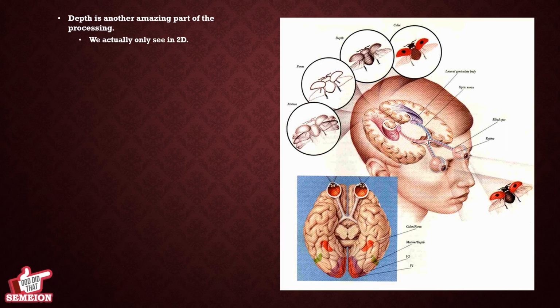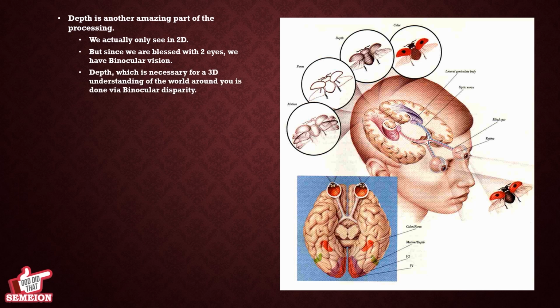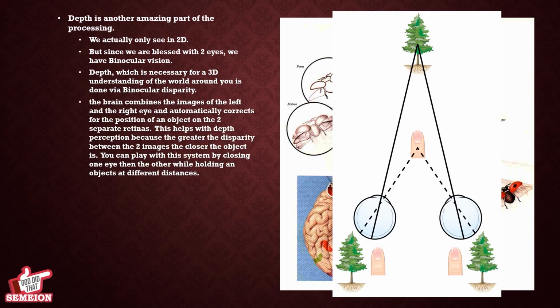Depth is another amazing part of the processing, though. We actually only see in 2D, but since we are blessed with two eyes, we have what is called binocular vision. Depth, which is necessary for a 3D understanding of the world around you, is done via a process called binocular disparity. The brain combines the images of the left and right eye and automatically corrects for the position of an object on the two separate retinas. This helps with depth perception because the greater the disparity between the two images, the closer the object is. You can play with this system by closing one eye then the other while holding an object at different distances.